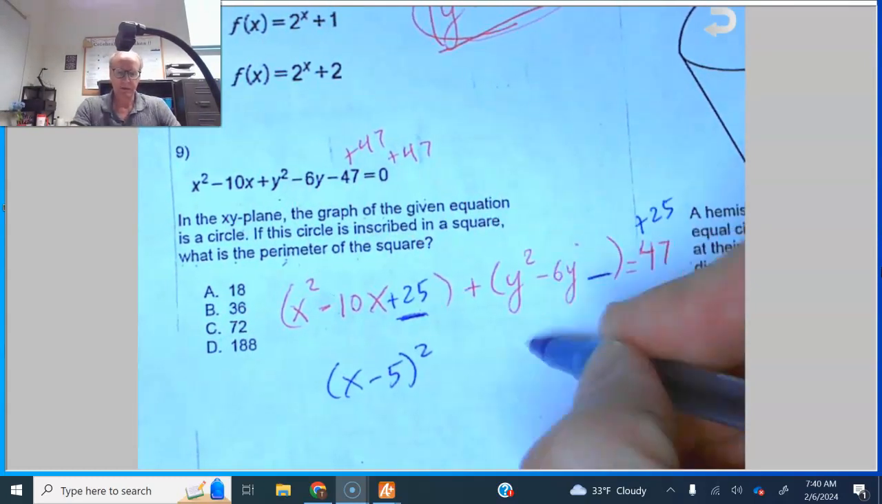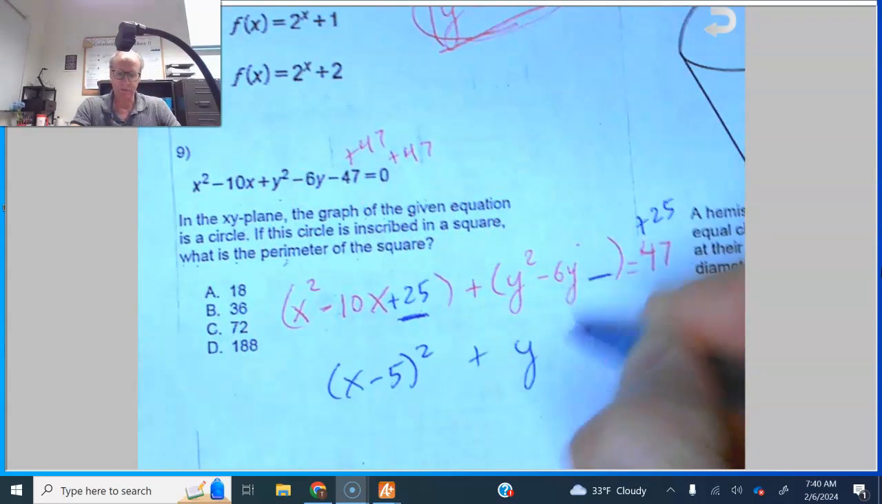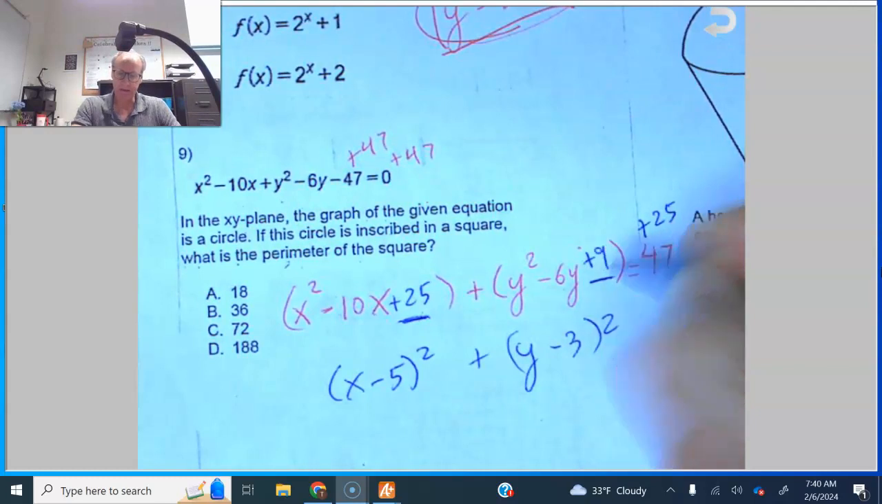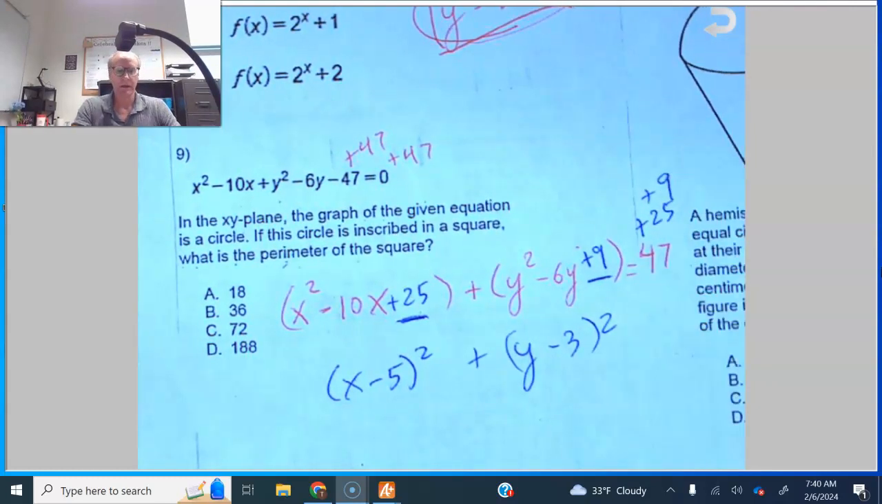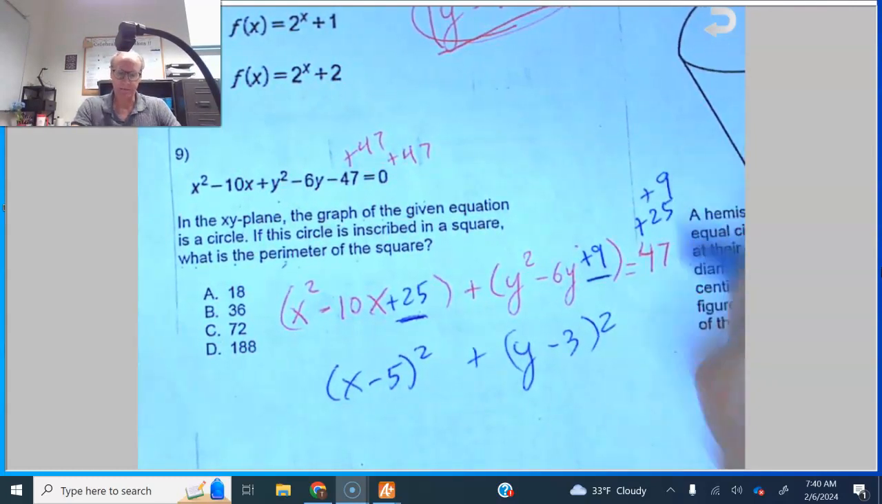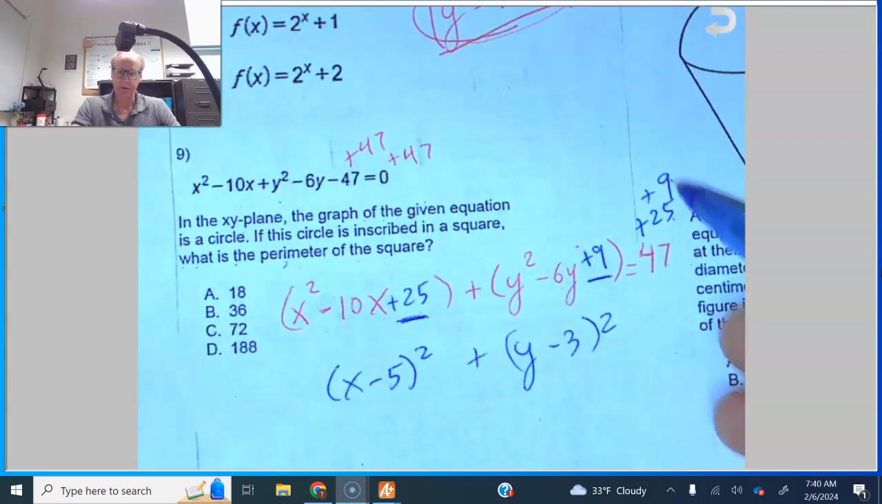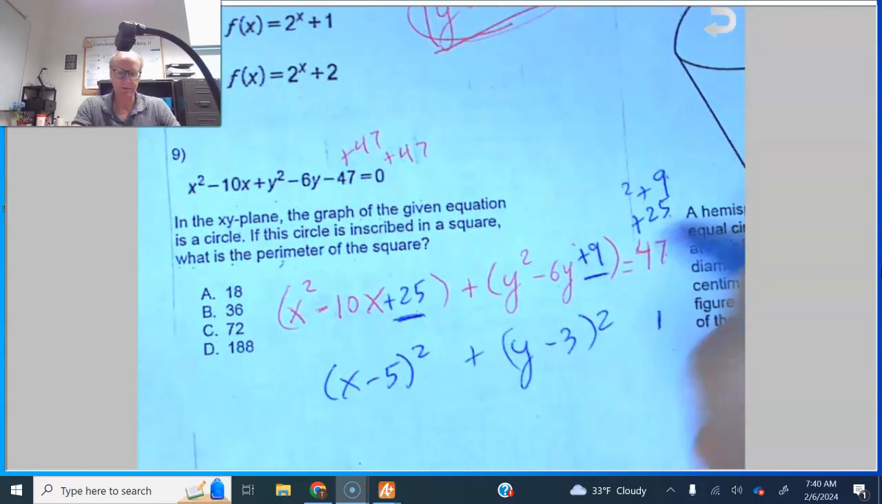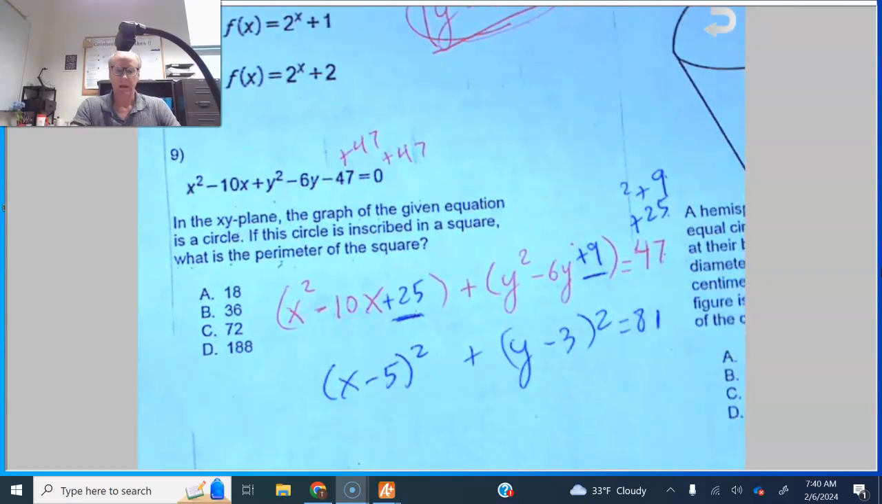Anyway, this one is y minus 3 squared. So this number is plus 9. That's going to complete our square. And when we add these together, you get 9 and 25 and 47. We're going to add all this together. That's going to give you 1, carry the 2. That's going to be 81.